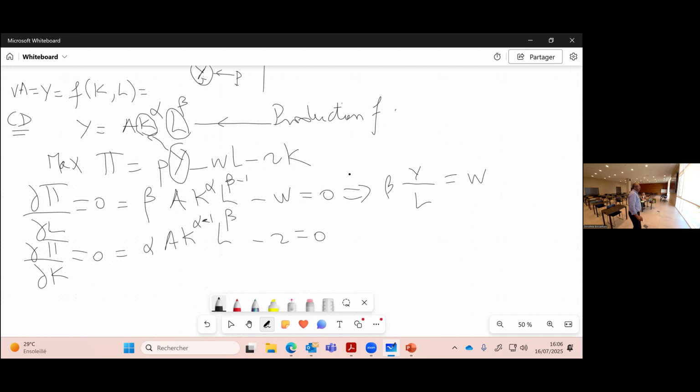And we have somewhere here P, because we are deriving only Y here, and we have P. So here, in this one, is alpha, Y on K equals R. This is the relation we have, the first order condition we can deduce from this. And here we have a very interesting situation: we can deduce, equation by equation, what is called factor demand.